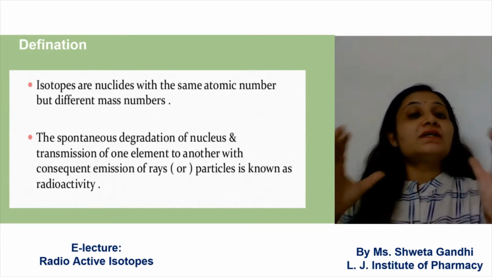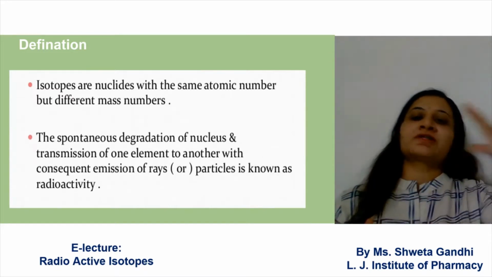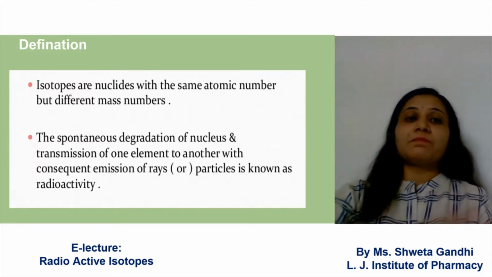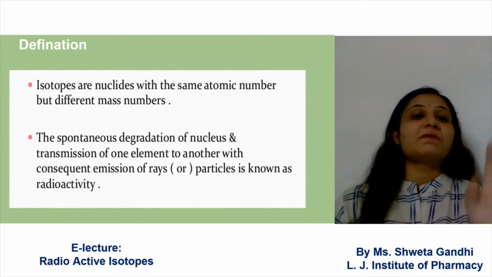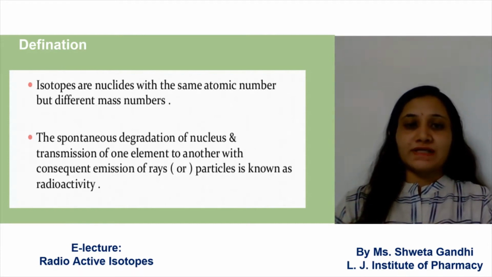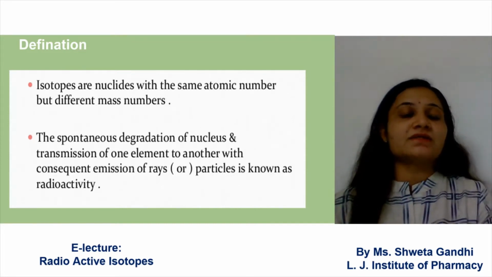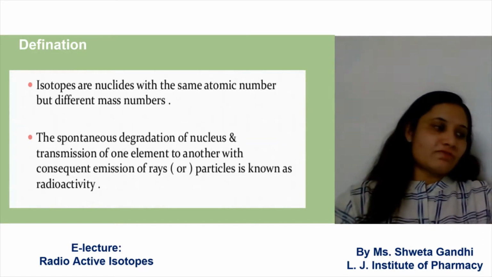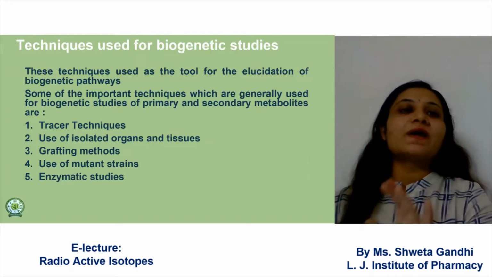Isotopes are nuclides with the same atomic number but different mass number. That is why I have explained atomic number and mass number. Now you should know what atomic number and mass number are. So isotopes are nuclides which have the same atomic number but different mass numbers. The spontaneous degradation of the nucleus and the transmutation of one element to another with the emission of rays, the most important being the emission of rays, is known as radioactivity.